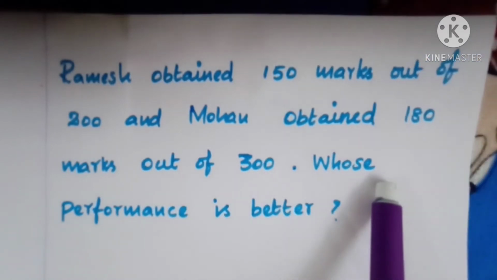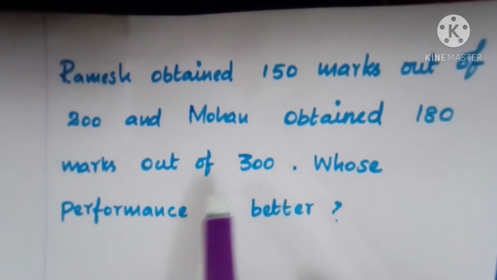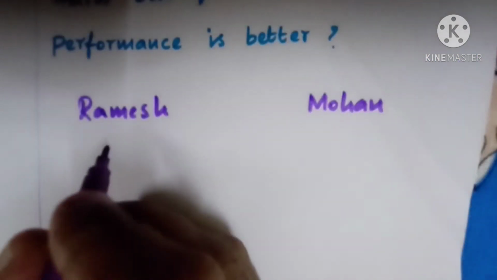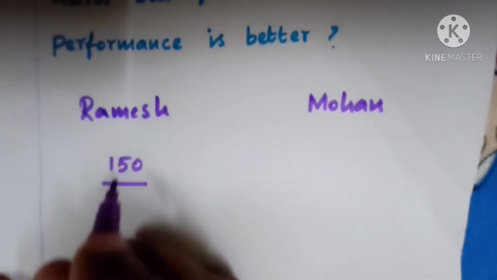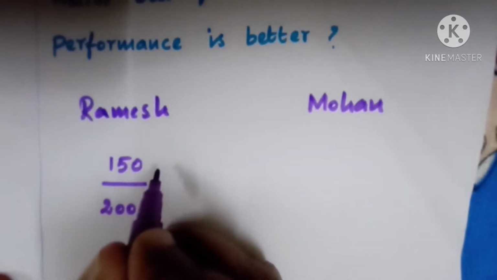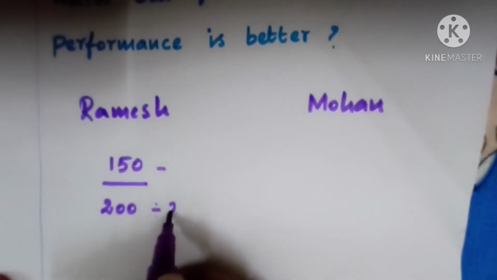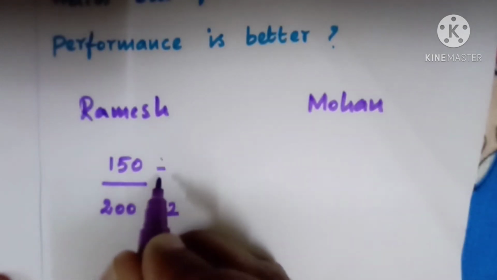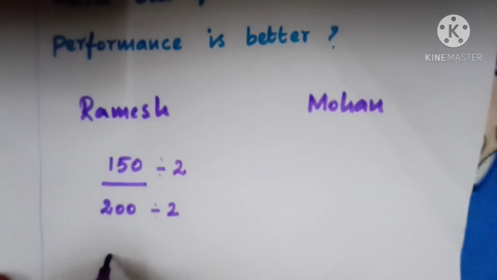Here we need a common denominator to compare their marks. So we convert the marks for 100. So we have to divide the denominator by 2. So we have to divide the numerator also by 2. We get 75 out of 100.